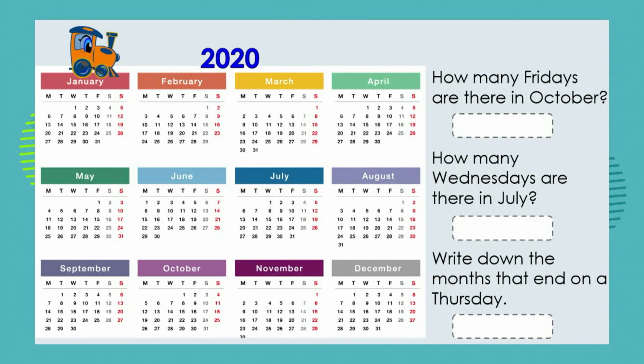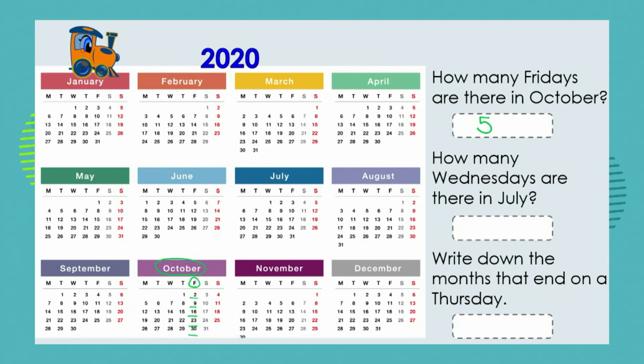How many Fridays are there in October? So let's look at October. And we can see Friday is over here. Now let's count under Friday how many there are in the month of October. So we have 1, 2, 3, 4, 5. So there are 5 Fridays in October. The next question reads, how many Wednesdays are there in July?